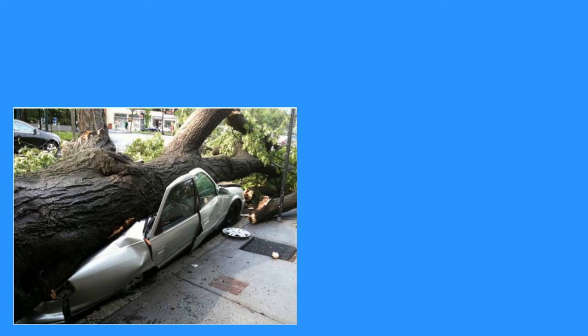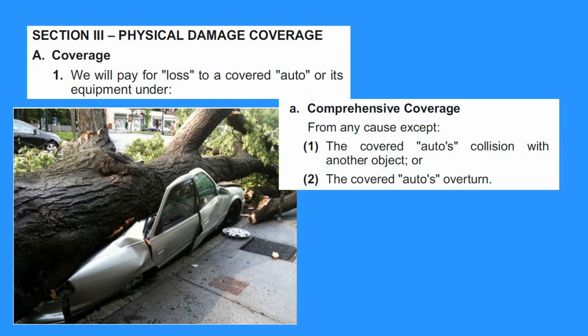Comprehensive coverage is just a little more complicated. You can see how the insurance company defines it here. Basically, it covers you for damage to your car from anything that happens to it, assuming you don't crash it or roll it over, minus some exclusions like war and nuclear events, which we'll get to in just a little bit.